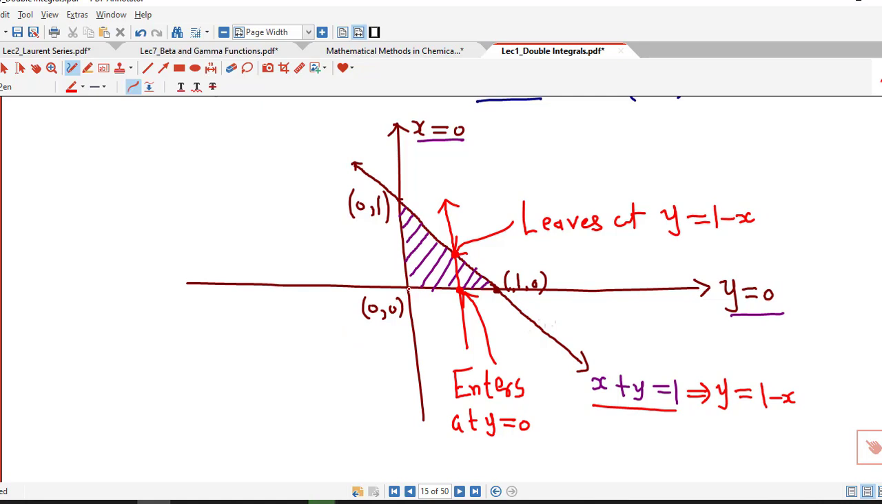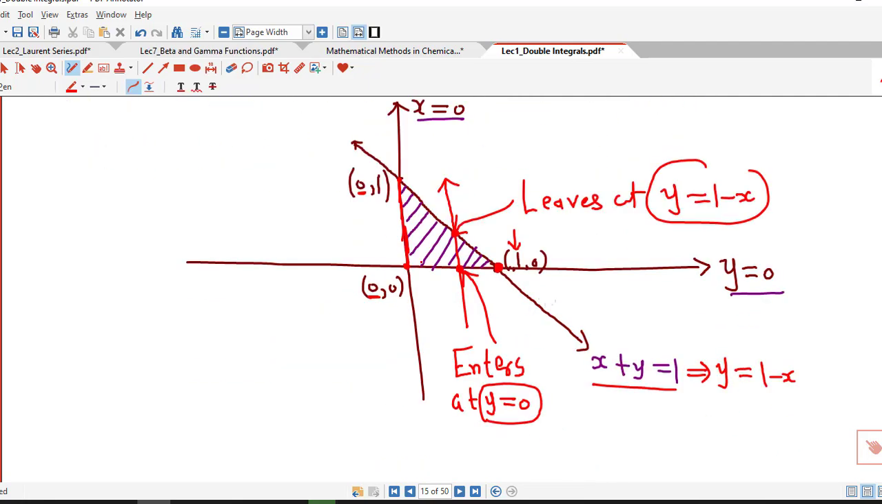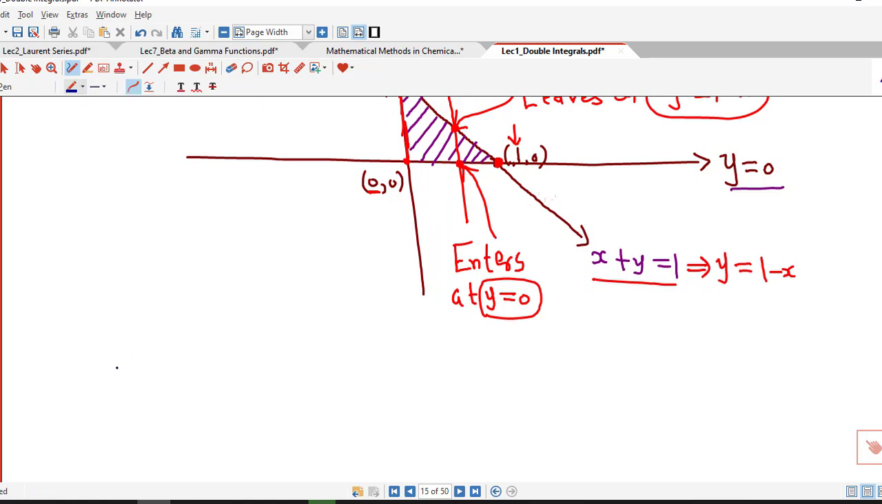Now we consider leftmost points of the region. All these points are leftmost points of the region, and at all these points value of x is 0. So lower limit of x is 0, and this is the rightmost point of the region. At this point value of x is 1. So limits of x are from 0 to 1, and limits of y are from y equal to 0 to y equal to 1 minus x. So now we write down all these things.